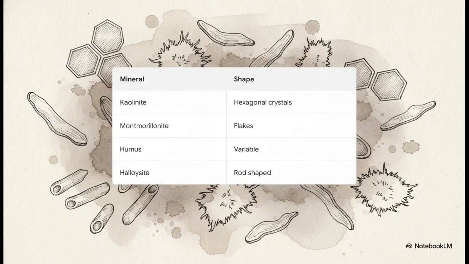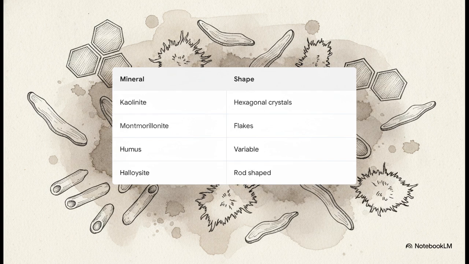Generally, soil colloids are broadly classified as inorganic and organic. The inorganic ones, the mineral colloids, actually have very specific distinct shapes. They will be called laminated. This means they are made up of layers of plates, or flakes, or even rods, and they develop far more along their horizontal axis than their vertical one. For example, kaolinite forms these neat hexagonal crystals. Montmorillonite forms flakes. Halloysite takes on a rod shape.